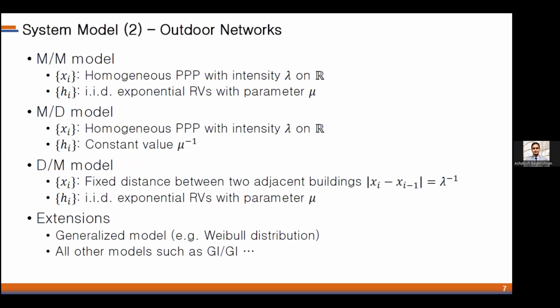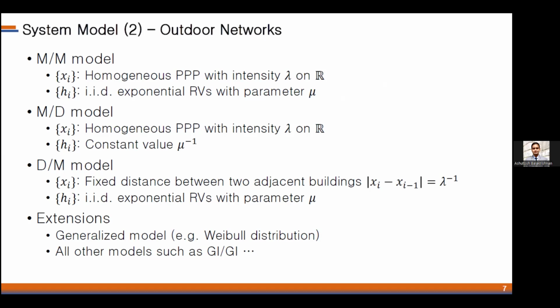So we proposed many outdoor network models. First of all, we say this is the M-M model if xi follows a homogeneous Poisson point process with intensity lambda and hi are IID exponentially distributed random variables with parameter mu, the same as in queuing theory. We also consider variant models of the M-M model.